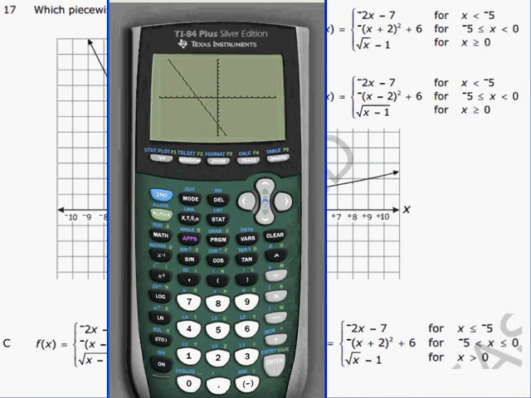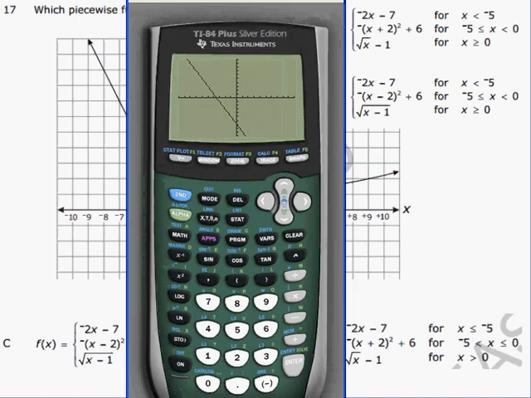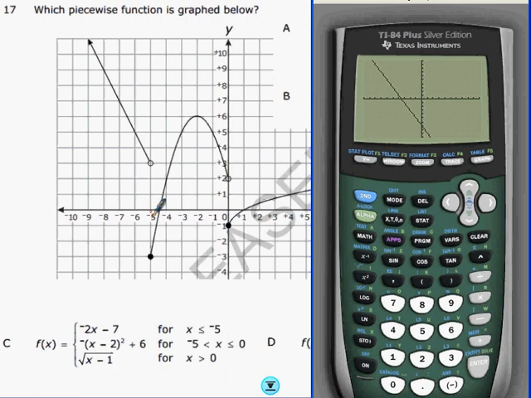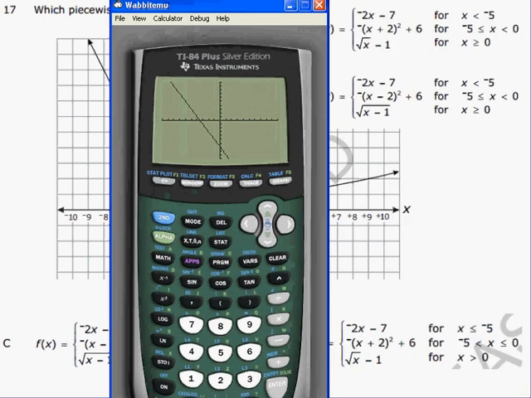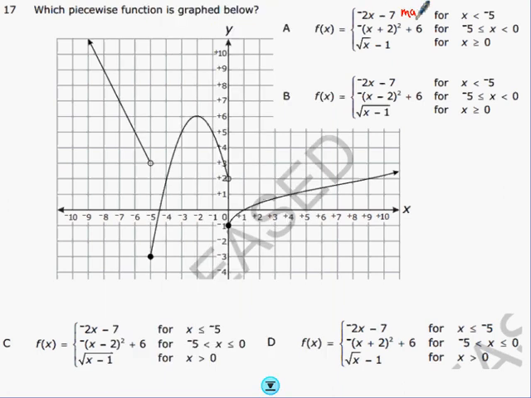Well, let's see. They say for x is less than negative 5. Here's negative 5. That would mean for over here. That looks like it could work. So maybe this works. Maybe. Okay, what does this guy say? He says the same thing. Well, that's looking pretty good.